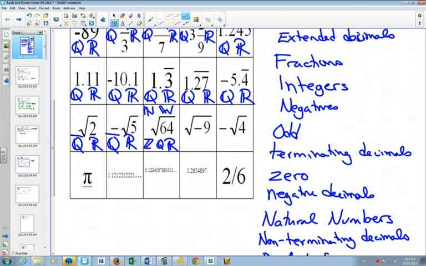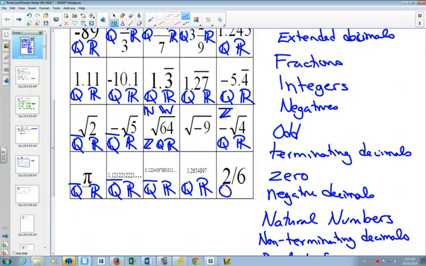Square root of -4. Integer and rational and real. Good. Pi. Irrational and real. Is this a repeating decimal? No. There's a pattern that repeats, but the decimal itself doesn't repeat. Same thing with this one. There's a pattern. This one is a terminating decimal, so it is a rational number. And this reduces to 1/3, but that's still a fraction.